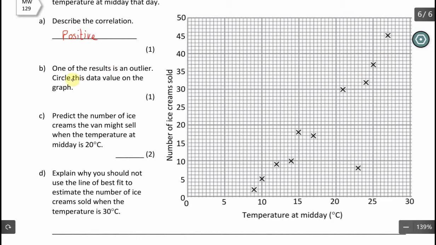One of the results is an outlier. Circle this data value on the graph. Well, outlier is exactly as it sounds. It lies outside the trend of the rest of the data. So that's obviously this one here.